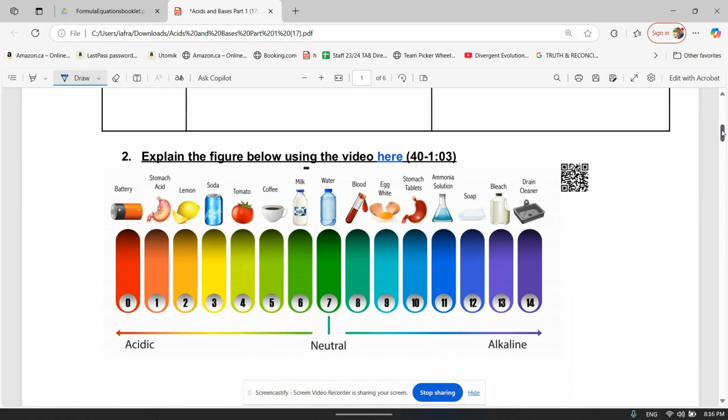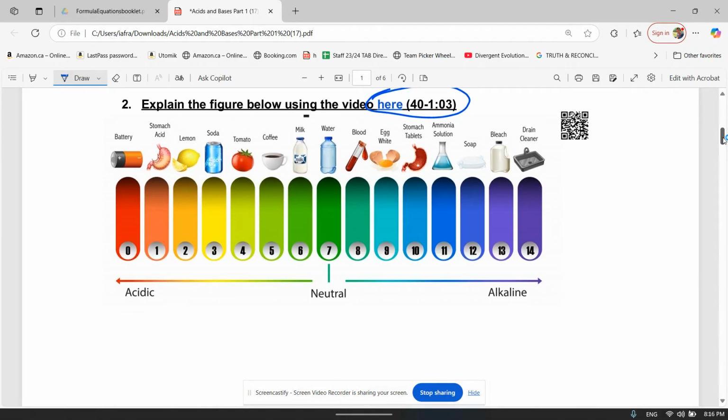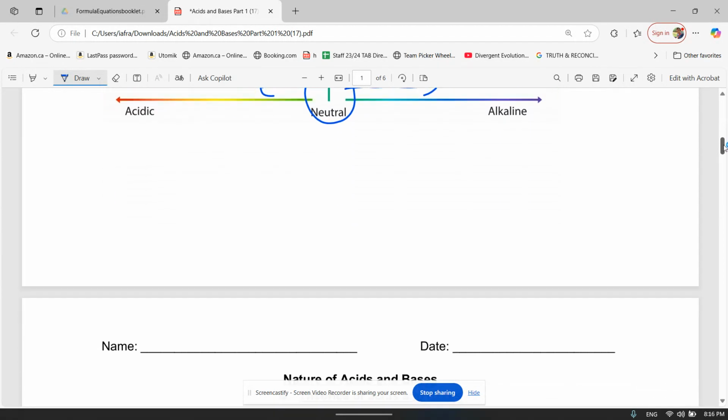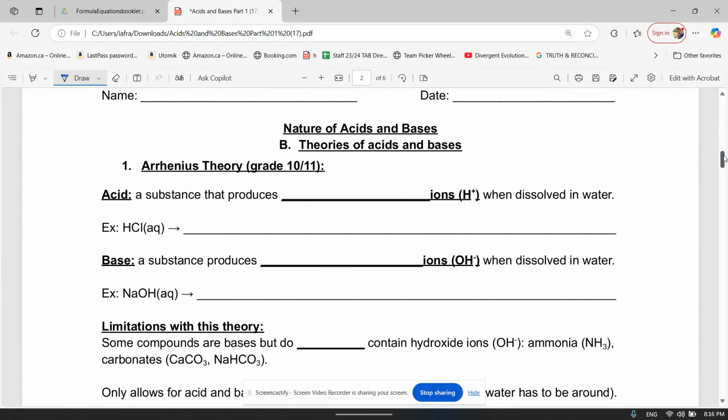The second part will consist of you watching this little video here to review the pH scale, basically from 0 to 14, with below 7 being acidic, above 7 being basic, and 7 being neutral. So you watch that quick video, make a few notes about it, and then you'll be ready to proceed to the next part, which is here.